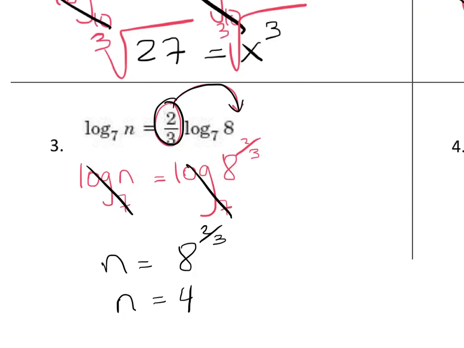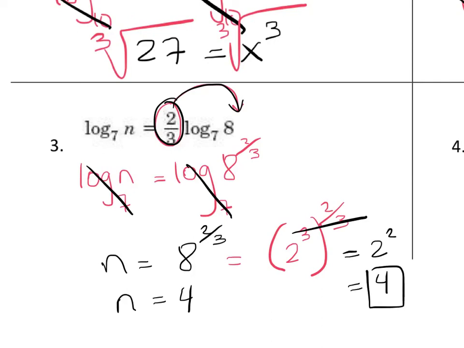My pre-AP students, change this to 8. You can change it to 2 to the power 3. You keep the power. Now those cancel out. You will be left with 2 to the power 2, which is 4. Now remember, my pre-AP, you're supposed to be solving those without a calculator. My academic, you can directly put this in the calculator and you will get 4. So n is equal to 4.